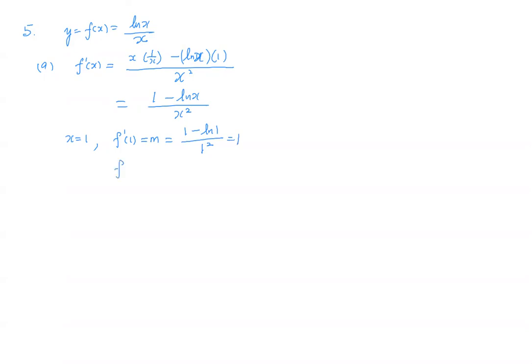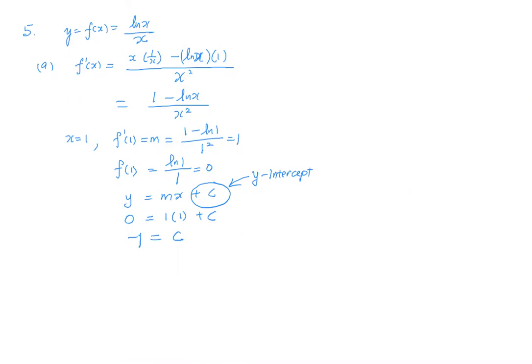So f(1) is ln 1 over 1, so this is 0. So you put into y equals mx plus c. You know pretty well c is the y-intercept. So in this case, you don't have to find the equation. You can straight away get the y-intercept. So c equals -1. Got it? So you can conclude the y-intercept is -1.